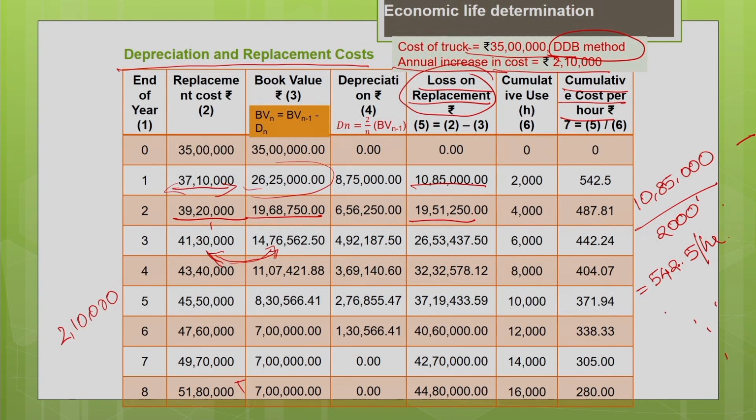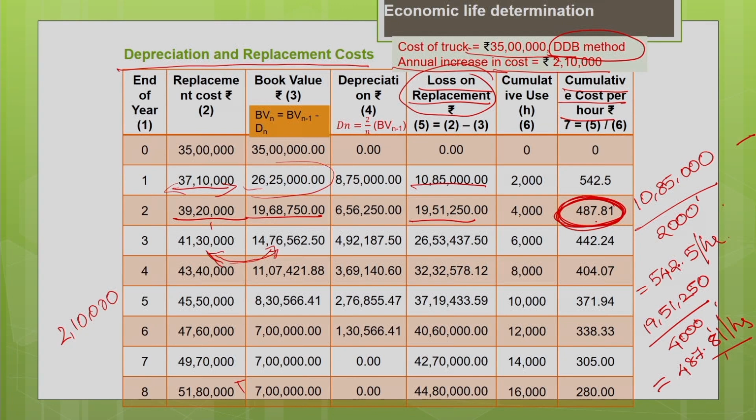Similarly, at the end of second year, if I want to find the depreciation and the replacement cost, you can see that it is 19,51,250. At the end of second year, the cumulative use is 4000 hours. So now the cost per hour will be 487.81 per hour. That means, if I am going to hold this machine with me for 2 years, the cost per hour associated for the 2 years is 487.81.